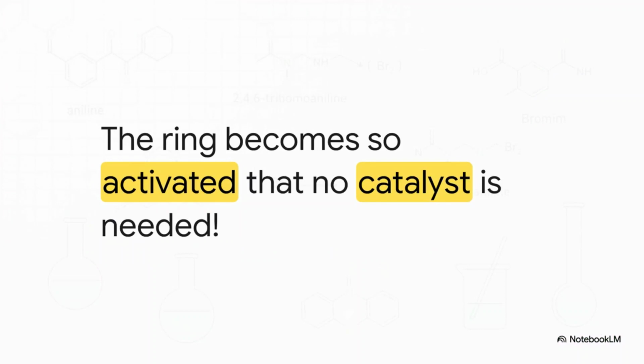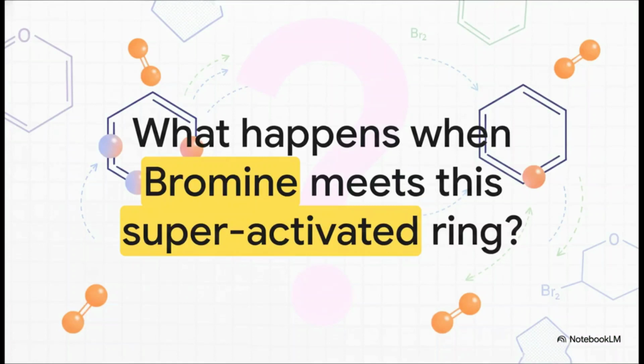And this is where it gets really cool. This shows you just how powerful that amino group is. For most reactions like this, you'd need a helper, some kind of catalyst, to get the bromine to even think about reacting. But not here. Nope. The aniline ring is so supercharged, so inviting, that the bromine just can't help itself. No catalyst needed at all. So you have to wonder, right? We've got this incredibly reactive, electron-rich ring just sitting there. What on earth happens when a bromine molecule happens to wander by?